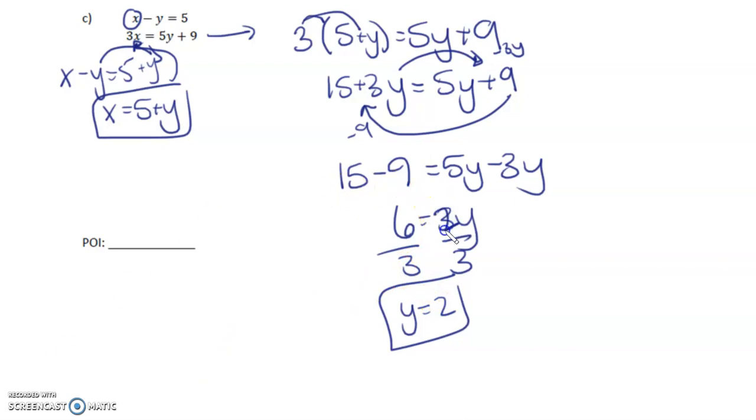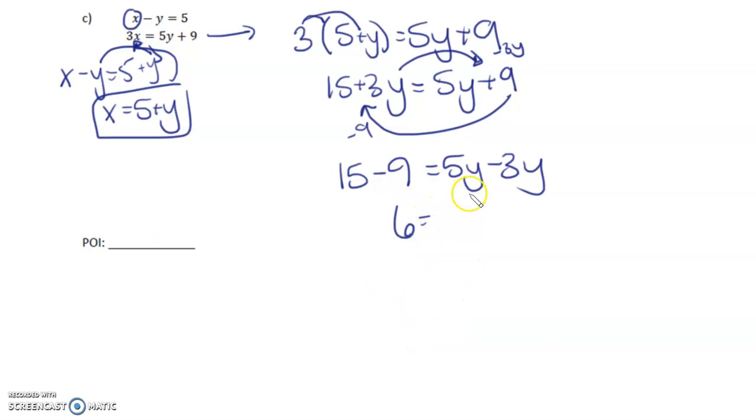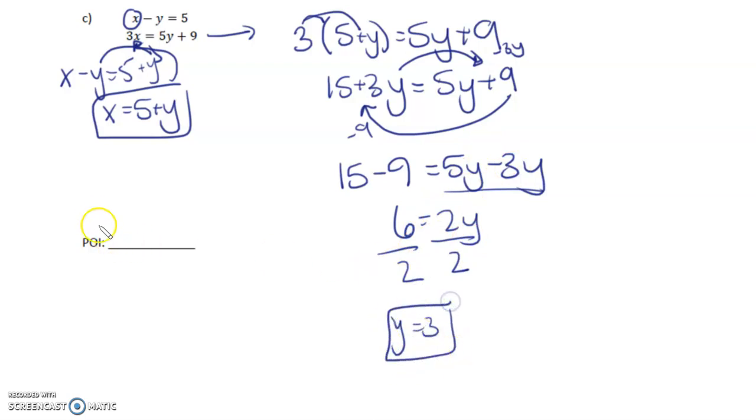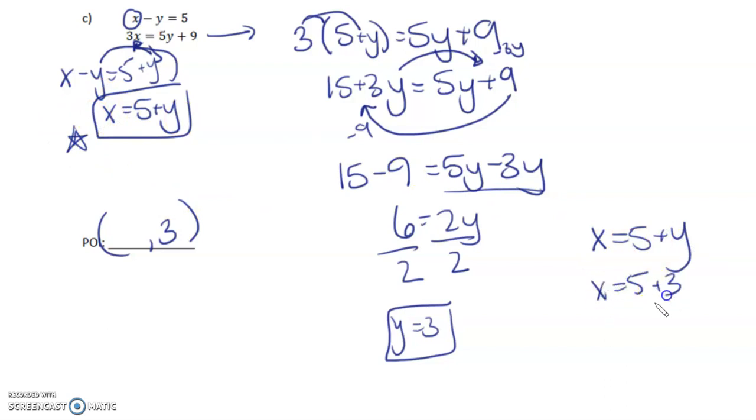Sorry, this is 2y. 5y minus 3y is 2y. My mistake. Okay, so 6 equals 2y, and y equals 3. So in the point of intersection, the y is going to equal 3. Now we have x equals 5 plus y, which is our rearranged formula. We already did the legwork of rearranging it, so let's just use that one. So 5 plus 3, which is 8. Okay, so we put this in, and our point of intersection is 8, 3.